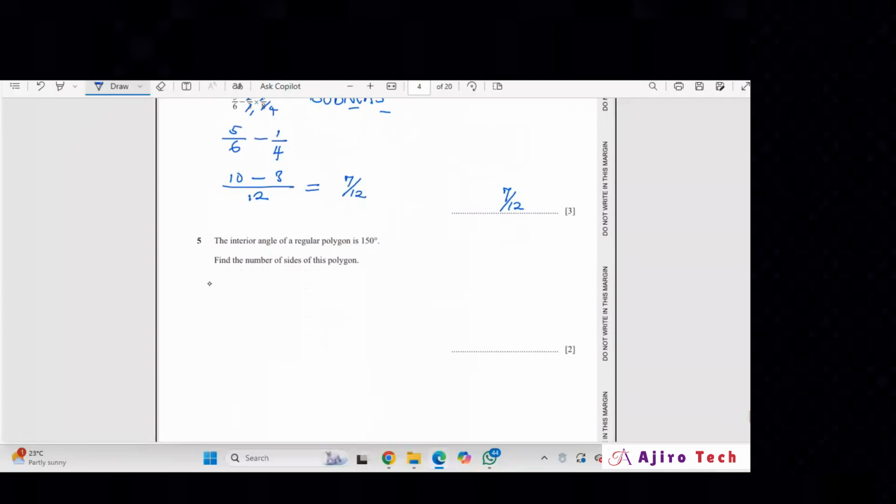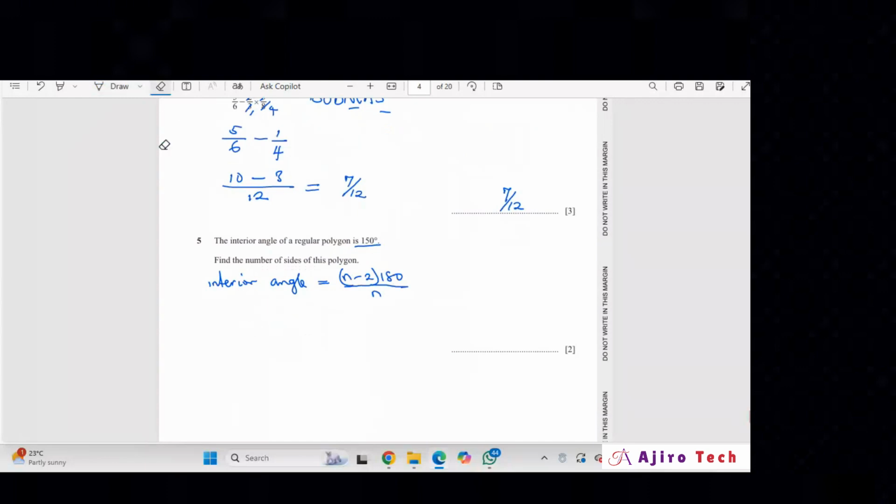So we can say that interior angle is equal to (n minus 2) times 180, you divide it by n. So this is the formula you're going to use. Now, if you look at this, the interior angle is given to us: 150.